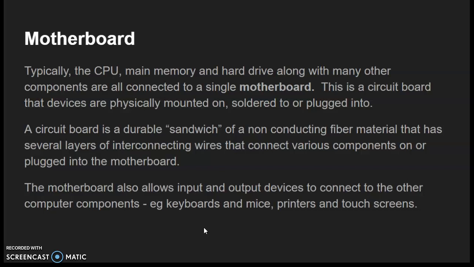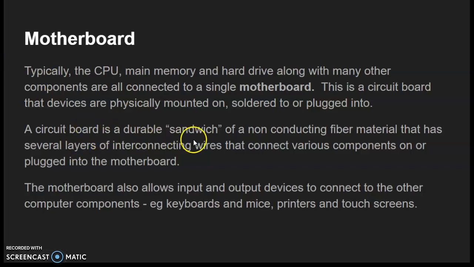Your motherboard, it's the mother of all things. The CPU, main memory, hard drive, along with many other components, are all connected on a single motherboard. So everything is connected to the motherboard. And this is a circuit board that devices are physically mounted on, soldered to, or plugged into. So, again, I've got a computer inside here, and I would love to show you, but with COVID and everything, I did it with some of you in coding and digital media, actually, breaking apart the computer.